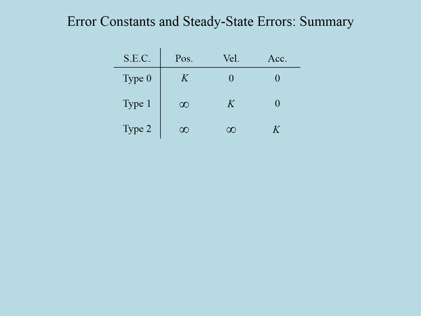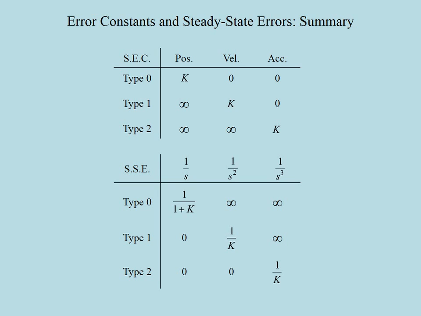In short, we have a table which has K in all diagonal locations, 0 in the superdiagonal, and infinity in the subdiagonal. Note that it can be expanded in this form as much as you like downwards to add higher types and towards the right to add other error constants.